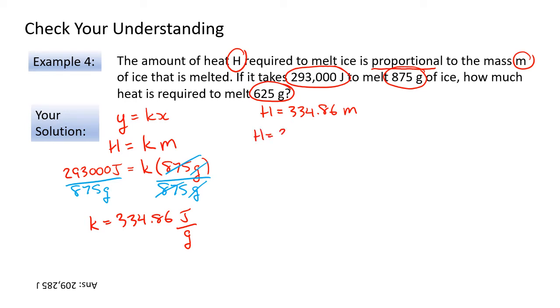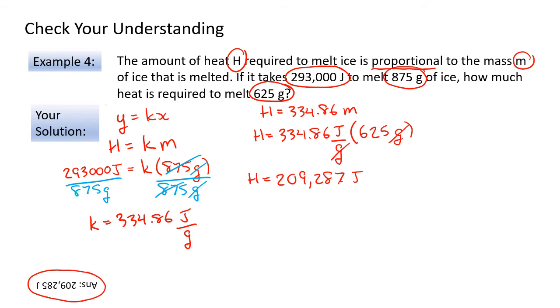So H is equal to 334.86 joules per gram multiplied by 625 grams. Again, grams is in the numerator and the denominator, so we can cancel it, and we're left with just joules. That makes sense because our heat output will be in joules. So 334.86 times 625 gives you a heat value of 209,287 joules. You'll notice it's a little different compared to my answer, and that's just because of rounding.